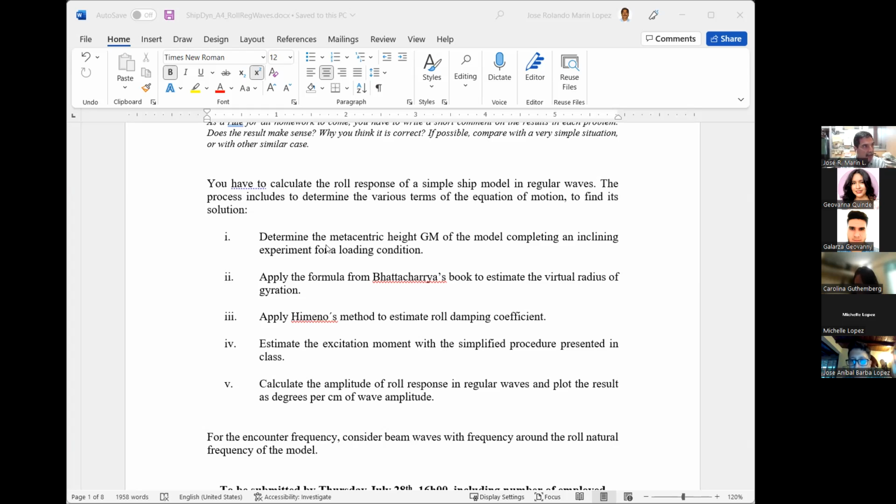You got a K. For the wave amplitude, you have to record the profile of the wave, get the vertical distance from the crest to the trough. That's the height divided by 2. That will give you the amplitude. Density, fresh water. So you have everything. So you got the weight, GM, inertia, virtual, damping, excitation.